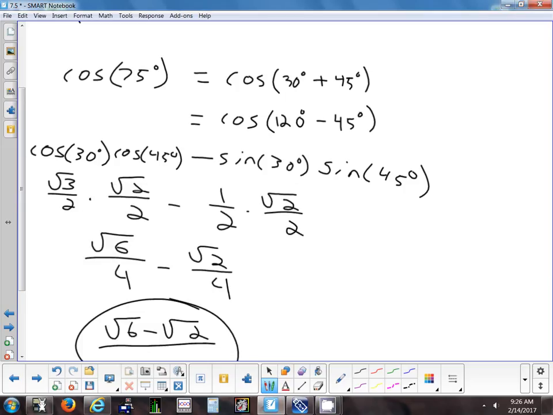So you could do this exact same problem as a difference if you didn't want to do it as a sum. It gives you some options. If you can't think of one way to do it, maybe you can think of another way, and you will get exactly the same answer. But that's how I did it because we were practicing a sum.